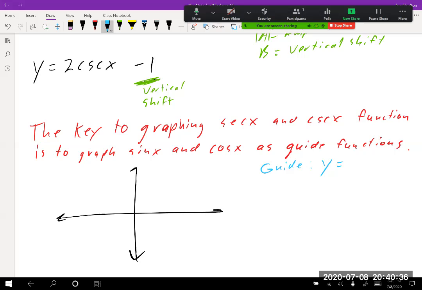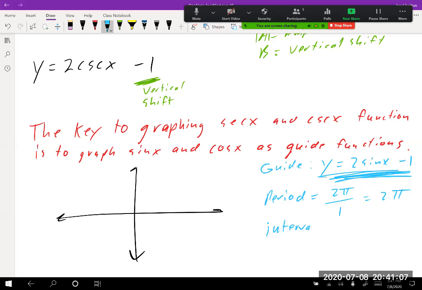y equals 2 sine x minus 1. And I'm going to graph this guy instead. So I'm going to do everything just like I did in the previous problems from 6.4. And I'm just going to graph this in blue. So I'm going to find my period, which is equal to 2 pi divided by omega, but omega is 1, so it's 2 pi. Then my interval size is going to be pi halves, right? Because 2 pi divided by 4 is pi halves.